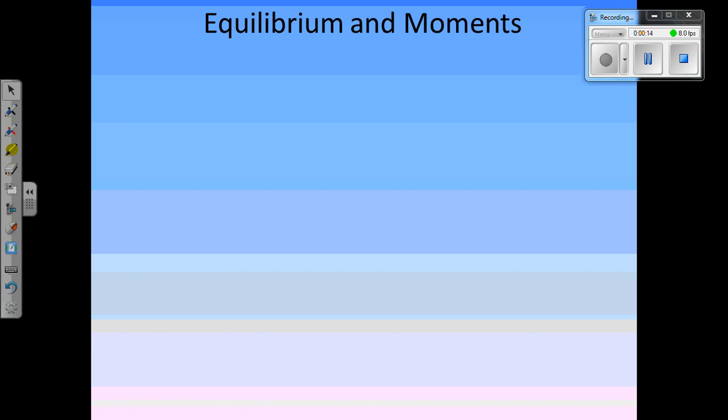Today we're going to be continuing looking at equilibrium and moments, but we're going to extend the problems we can do by examining forces which act at an angle to the whole system.